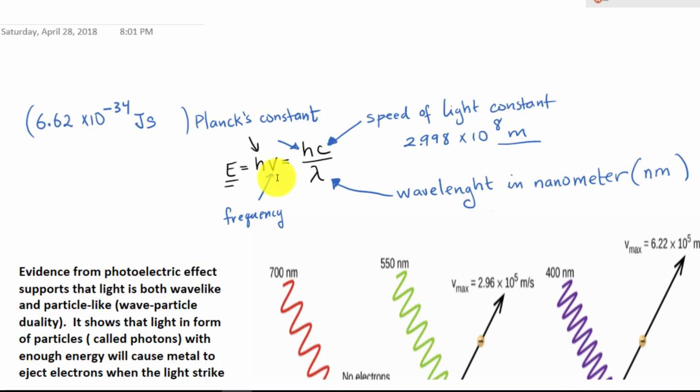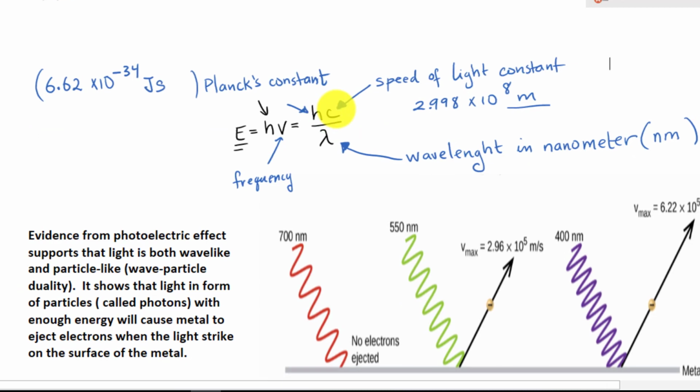Then we have ν in terms of frequency. Now, we're going to talk more about that later. Let's change this equation a little bit by substituting ν with the speed of light and lambda, which is the wavelength. How is that possible? That is because c, your speed of light, is equal to lambda, the wavelength, times frequency. So therefore, ν is equal to c over lambda, or the wavelength.